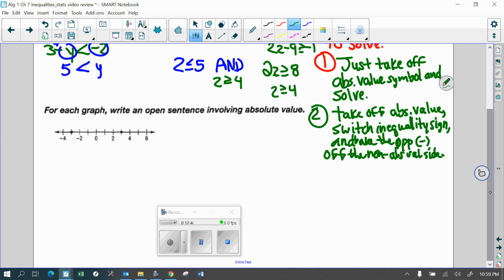For the graph, write an open sentence involving the absolute value. Can't tell, this is shaded. Okay. A lot of people take, so I know this says x is greater than or equal to 3. And this one says x is less than or equal to negative 3. So I need something so that it comes out to be that answer. Okay.